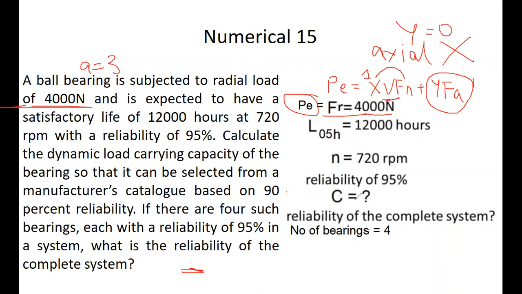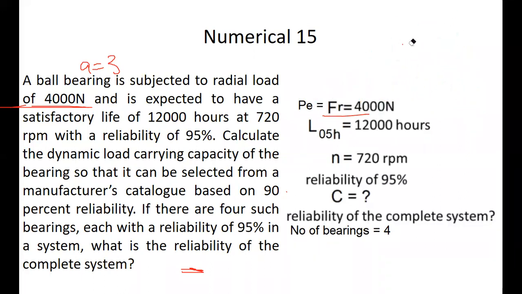Nothing is mentioned regarding V, in this whole numerical, nothing is mentioned whether outer race rotates or inner race rotates. We will assume inner race rotates. We will assume V is equal to 1. So 1 into 4,000 will become radial load is equal to equivalent dynamic load. That's why I've written PE is equal to FR is equal to 4,000 Newton.